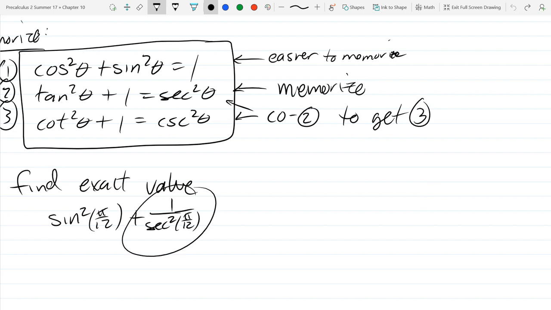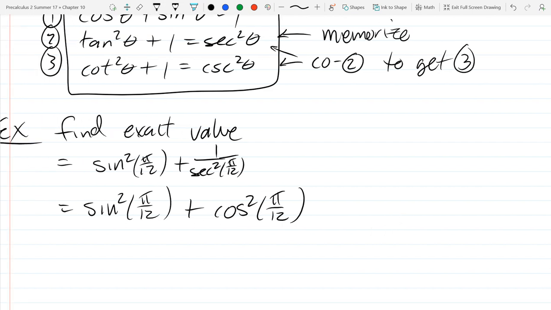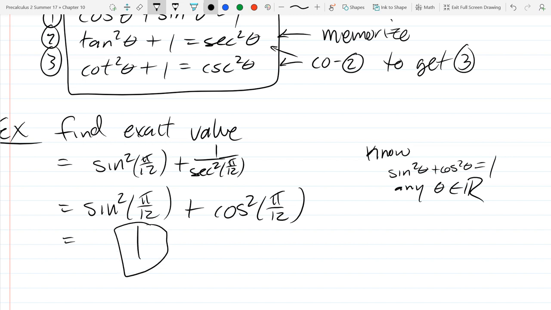But I do see 1 over secant squared. So 1 over secant is cosine. So I can first of all rewrite this. Sine squared pi over 12 plus cos squared pi over 12. So secant squared is the reciprocal of cosine squared. So 1 over secant squared is just regular cosine squared. What identity can we use here? So sine squared plus cos squared equals 1. That works for any real number theta. So it'll definitely work for this pi over 12 right here. So sine squared of this plus cos squared of the same thing, that's going to be 1. So this is going to reduce right down to 1.